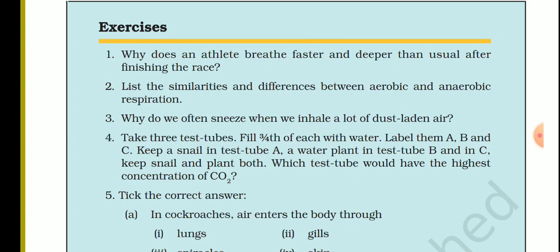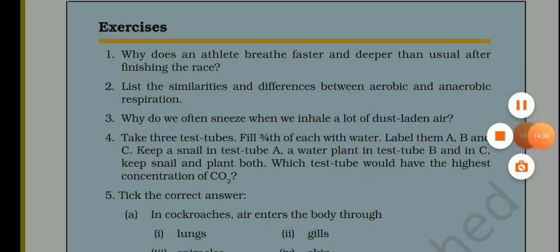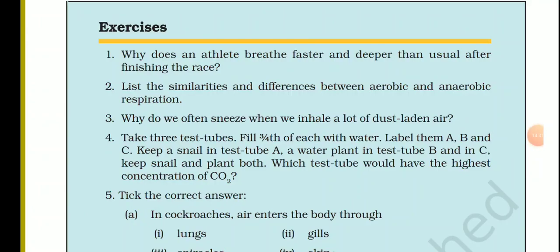Now let's move on to the third question. Why do we often sneeze when we inhale a lot of dust laden air? The answer is, when we inhale a lot of dust laden air, it causes irritation in the nose and the respiratory tract.